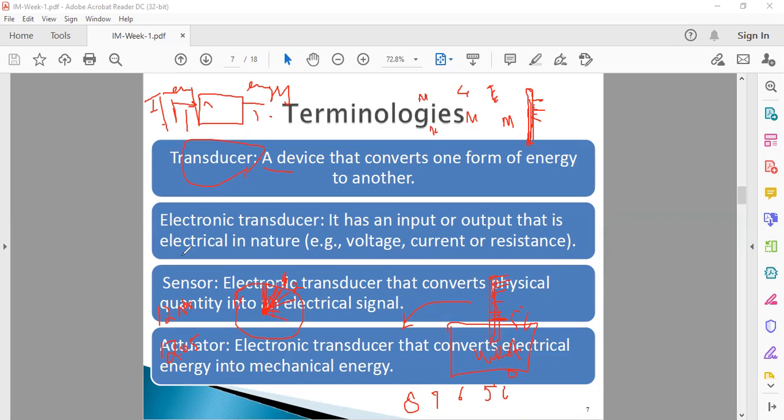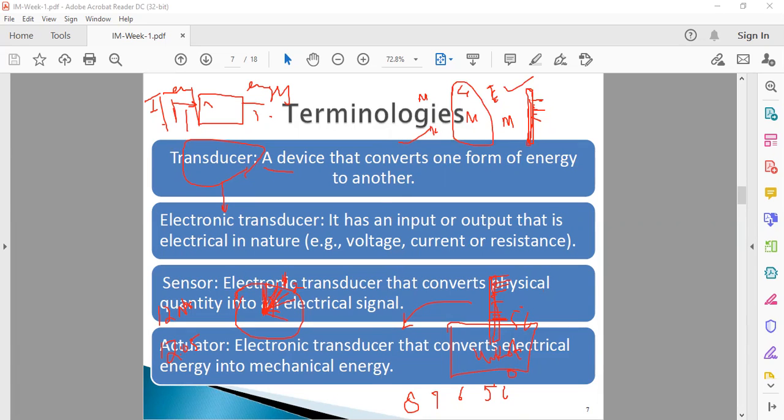Okay, so some of the transducers are electronic transducers. So these are the specific type of transducer in which either the input or the output is electrical in nature. Either the input is electrical energy or the output is electrical energy. So these types of transducers are termed as electronic transducers. So for example, the generator and the motor. In a generator, the output is electrical, and in a motor, the input is electrical. So both of these can be termed as electronic transducers.